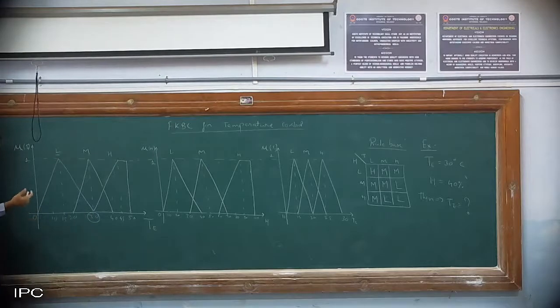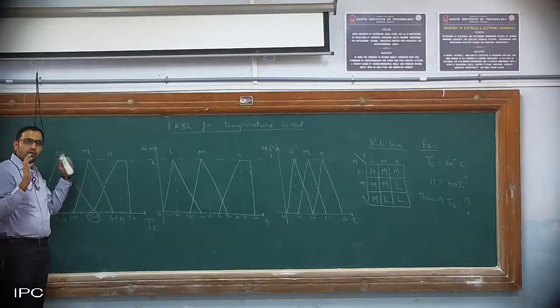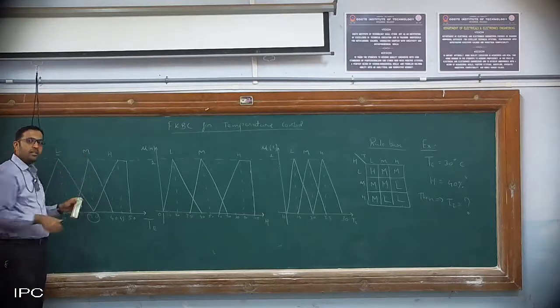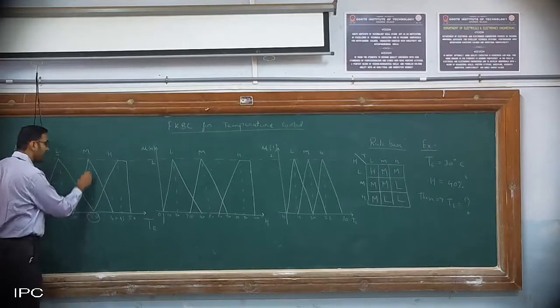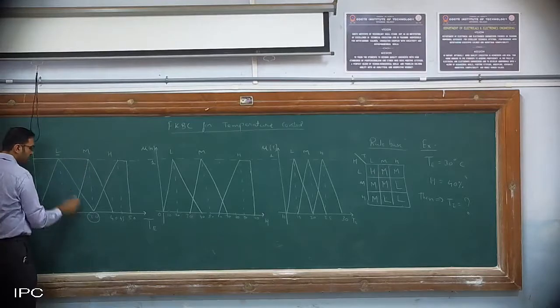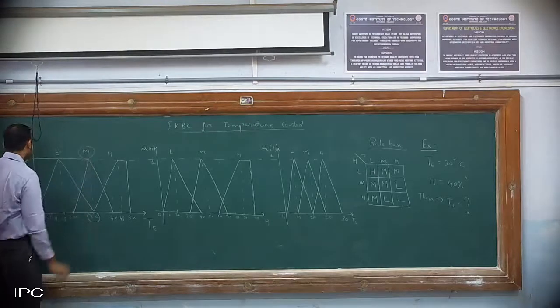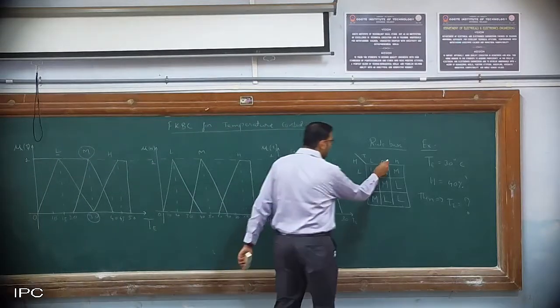As we know one thing, we have to always select the band wherein it is having the maximum degree of membership. So 30 is having a maximum degree of membership in medium, so that's why it will be selected as medium. So medium is selected in external temperature. So external temperature is medium.